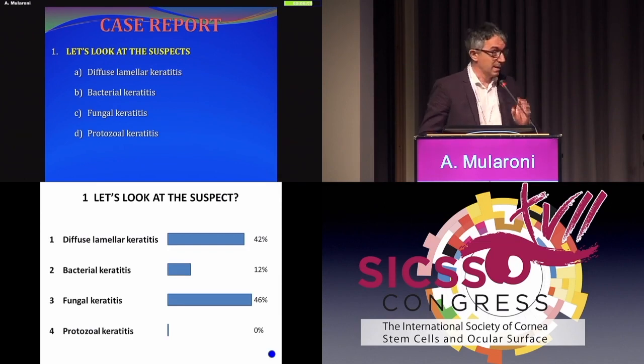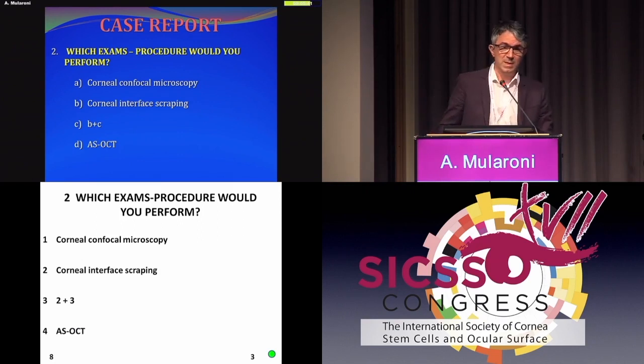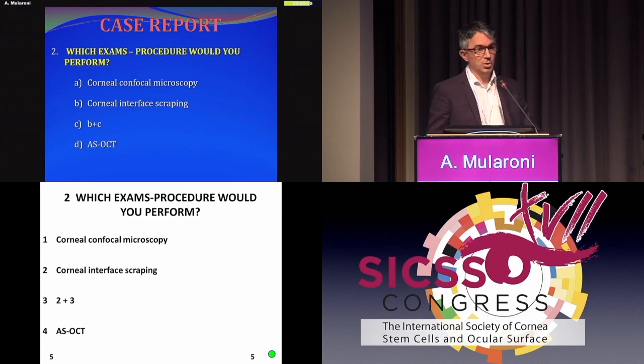So let's say that you think of an inflammation or fungal keratitis. These two answers were given by the majority of the audience. Okay, so let's move on. What test or procedure would we perform? Corneal confocal microscopy, aware of the problems of reaching the interface when such a procedure is underway, or corneal interface scraping, and then a diagnostic exam with the OCT of the anterior segment to see what we can learn from it.